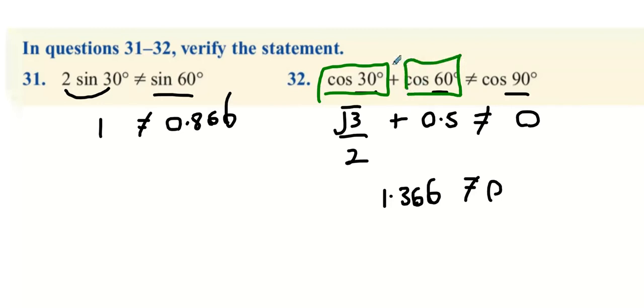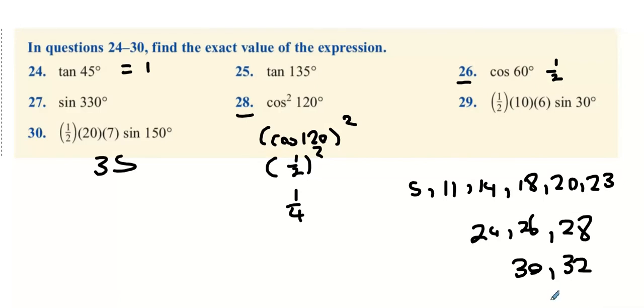So you can't be adding the 60s and 30s together, and you can't multiply the 2 by the 30 to get 60. Trigonometry doesn't obey these rules. Best to check everything using the calculator on that front, right? Okay guys, so that was exercise 16.2.